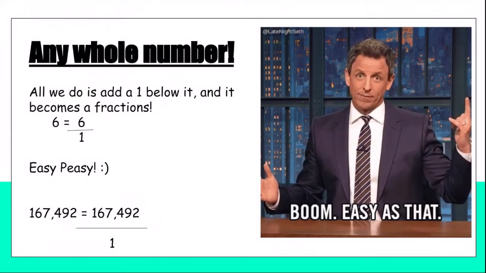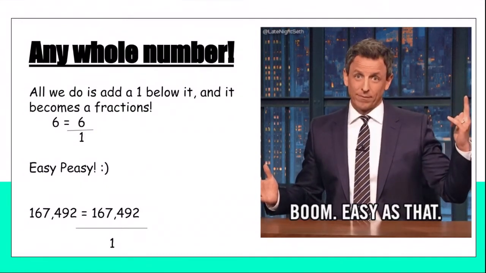So if you take a look at the first example I gave you, the whole number 6, I wanted to make 6 a fraction, so all I did was place a 1 underneath it. And that is how the whole number became a fraction. It's that easy. It could be any whole number. It could be 22,135. It could be this number that I gave, 167,492. And any whole number, if you need to change it to a fraction, you just place a 1 underneath it.